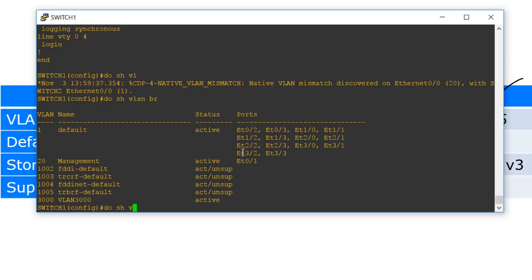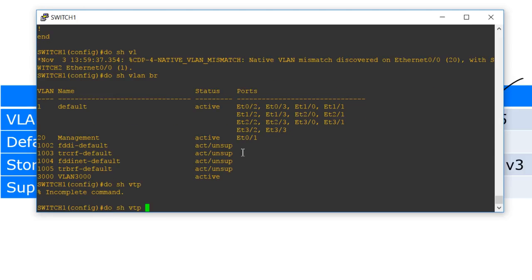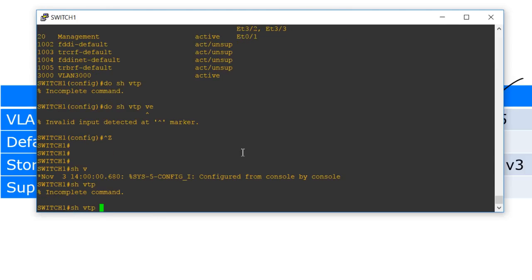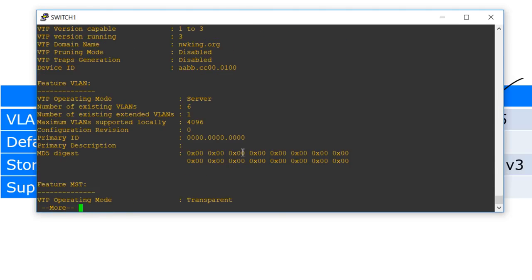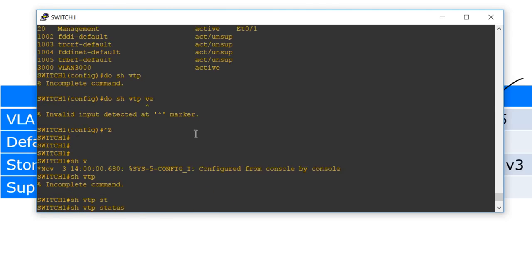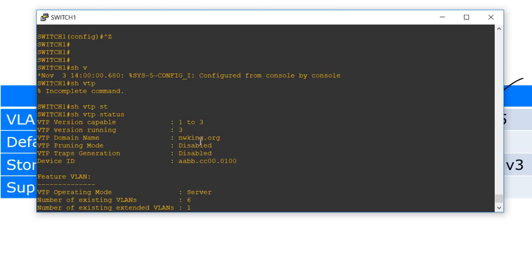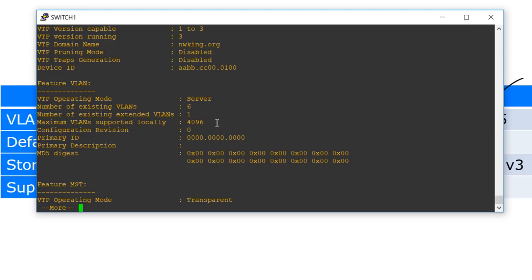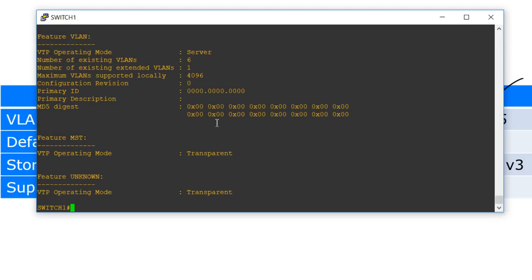So let's do show VTP status. Sorry, sudden mental block. Okay, so show VTP status, and then we see that it is working in VTP version 3, and now the maximum VLAN supported has gone to 4096.